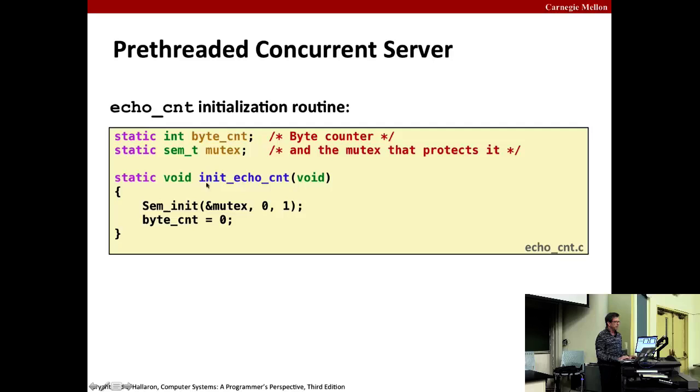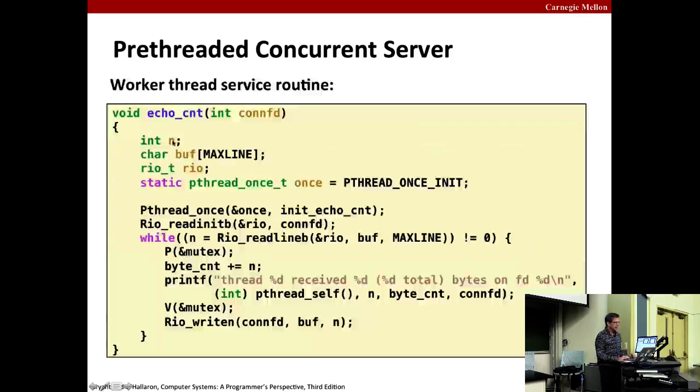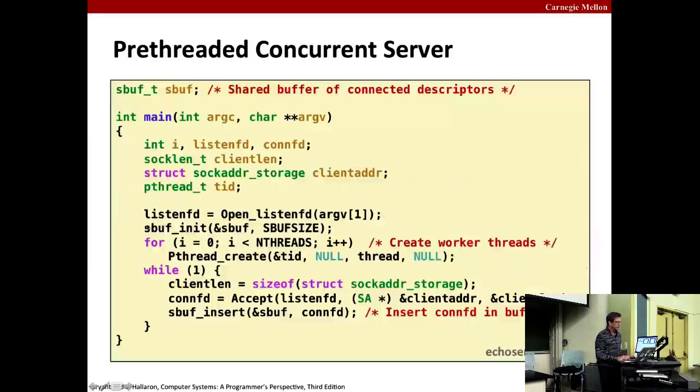Okay, so we're going to have to call a function that initializes this by first initializing the mutex and then setting byte count to 0. And then within echo count itself, we've already seen a way to initialize a package. If we have some kind of package of library functions that are going to be used by multiple threads, there are several ways to initialize this package. One way is to explicitly have the main thread call this initialization function once. We've seen that with the sbuff package, right? The main thread has to call sbuff init once, before any of the peer threads, any of the worker threads, execute.